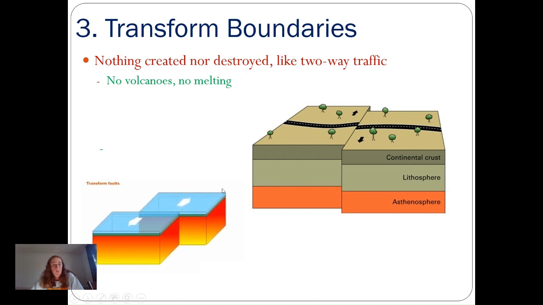So here's an animation of a transform fault, two tectonic plates sliding in opposite directions of each other. And you can usually see the evidence of a transform boundary by looking at roads. So roads might get offset, or railroad tracks might move, or you might have a fence that moves as well.